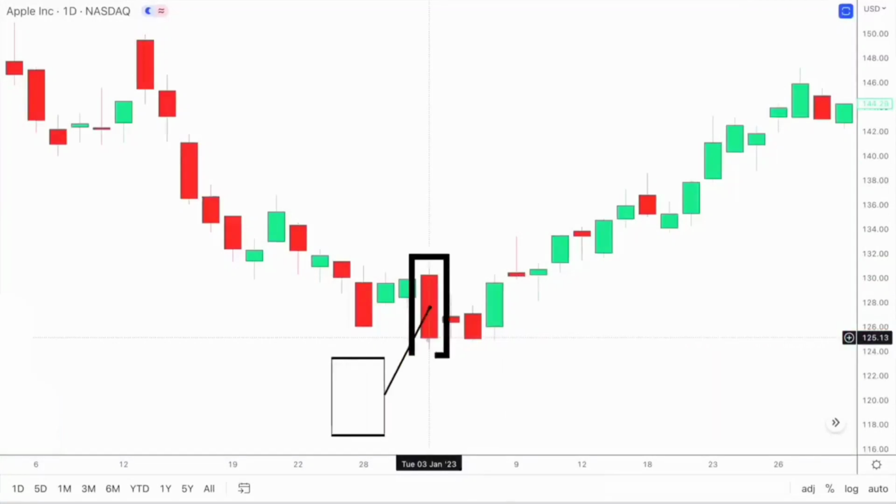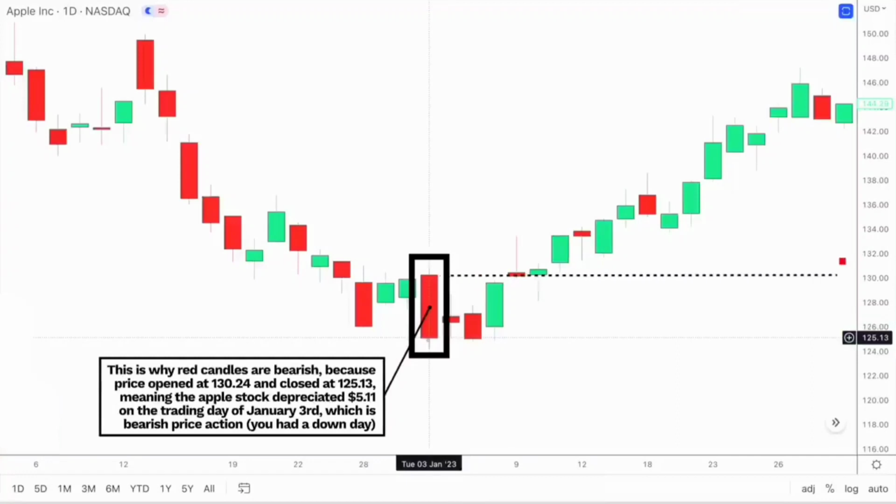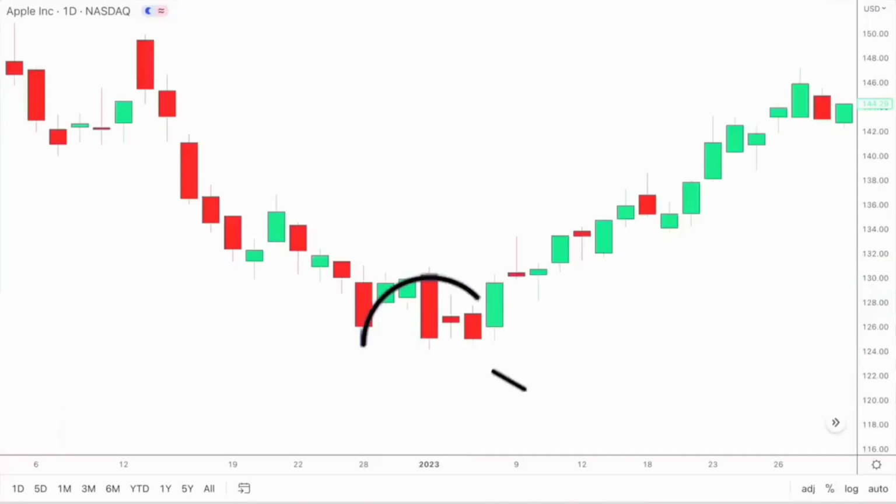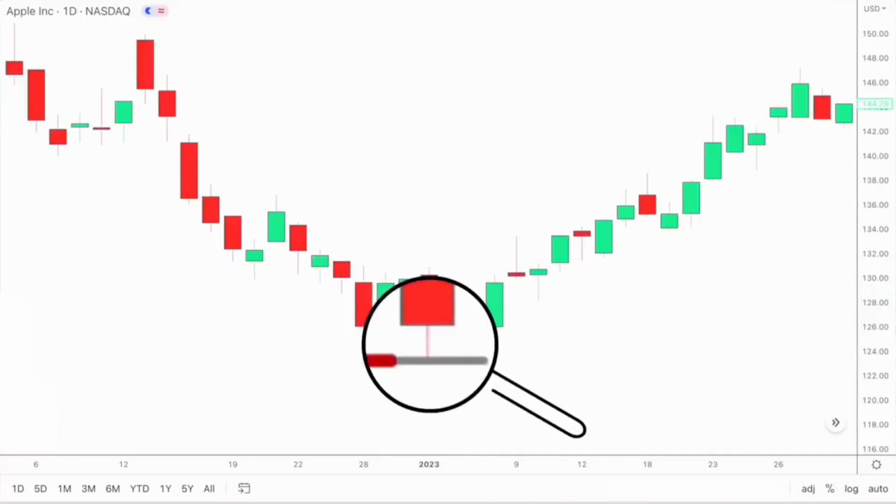$125.13. This is why red candlesticks are bearish, because price opened at $130.24 and closed at $125.13, meaning the Apple stock depreciated by $5.11 on January 3rd, which is bearish price action.